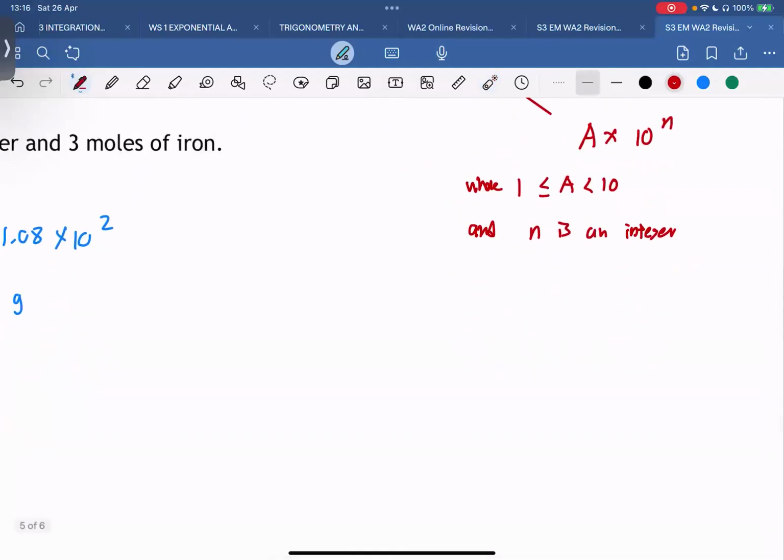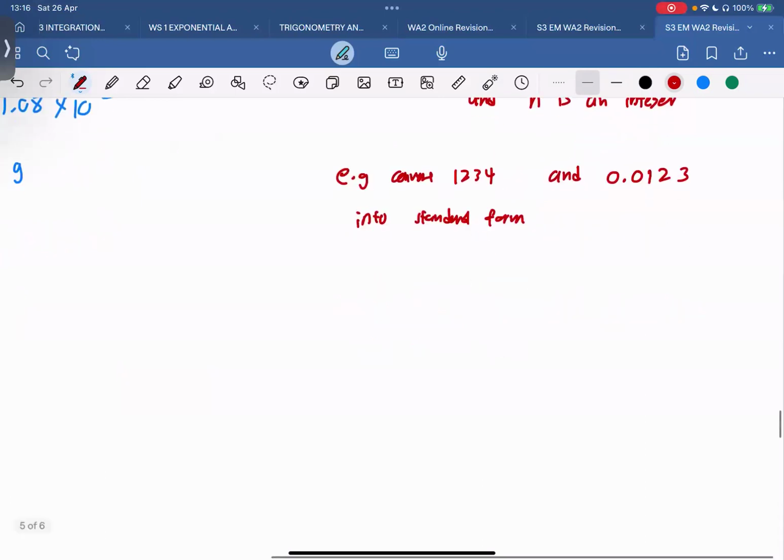Okay, now, how do we actually convert numbers into standard form? I'll give you two examples. Example: convert 1234 and 0.0123 into standard form. Let's start with 1234 first. 1234, right?